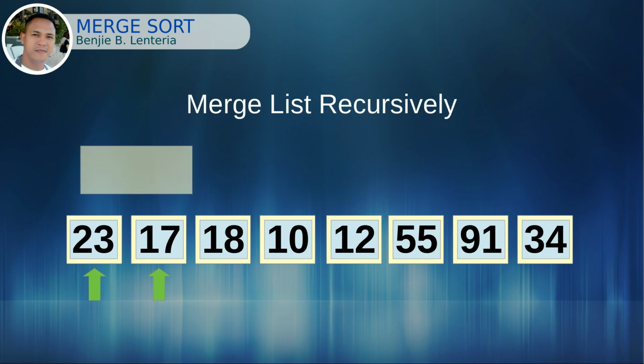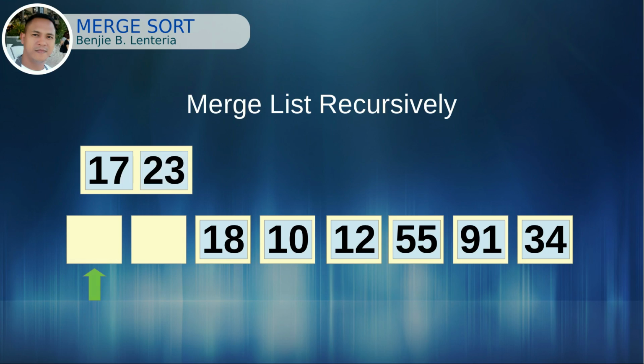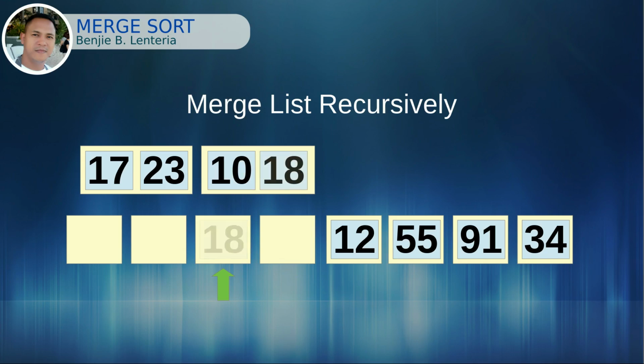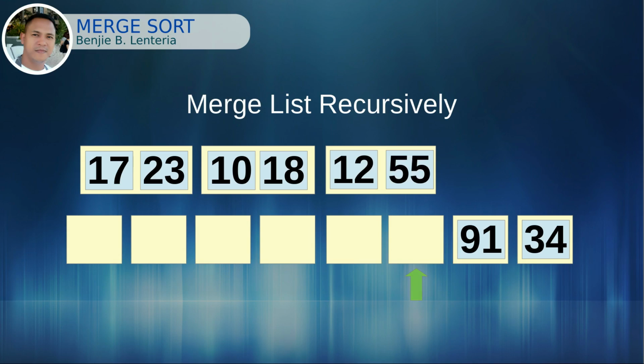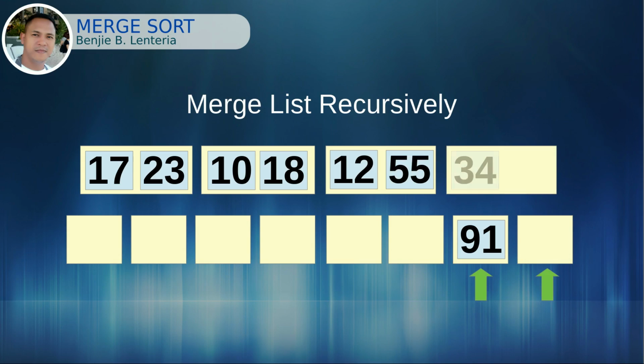Now, comparing these two elements, 17 is smaller than 23. And so 17 will be inserted first into the new list, and then 23. This will be done with the rest of the sublists. So pointers will be pointing at 18 and 10. It will be merged into this new list with 2 elements, and comparing 10 with 18, 10 will be inserted first, and then 18. And this process will continue until all the sublists have been merged.